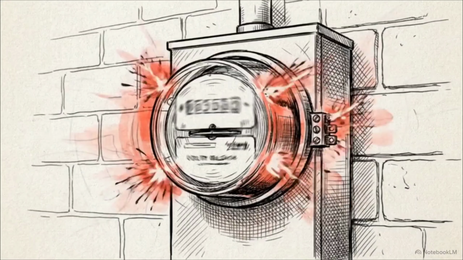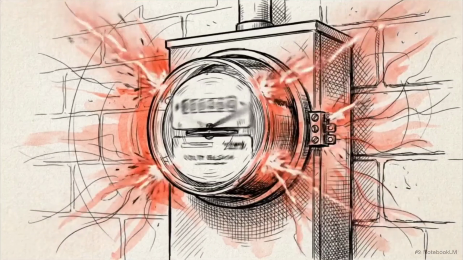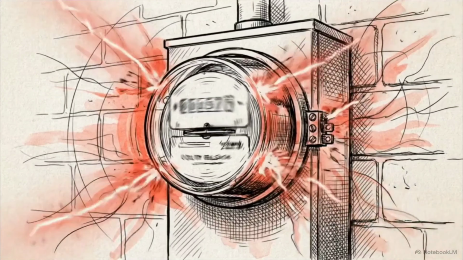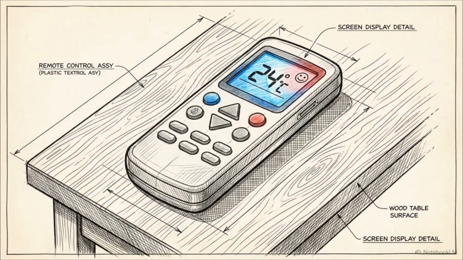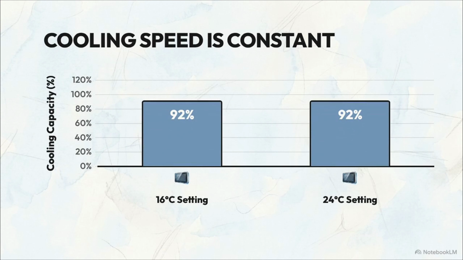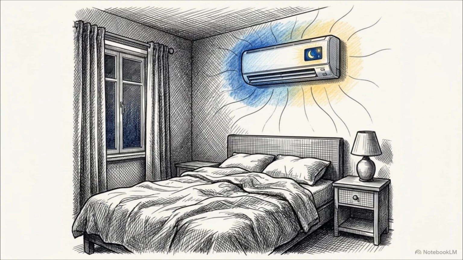Leaving your unit set to 16 degrees on a hot day carries a heavy financial and mechanical cost. It forces the compressor to run without a break, severely shortening the lifespan of your appliance. The optimal sweet spot for both your wallet and your comfort is actually around 24 degrees. 24 degrees cools the room at the exact same speed as 16 degrees, but it actually allows the machine to safely rest once the job is done.